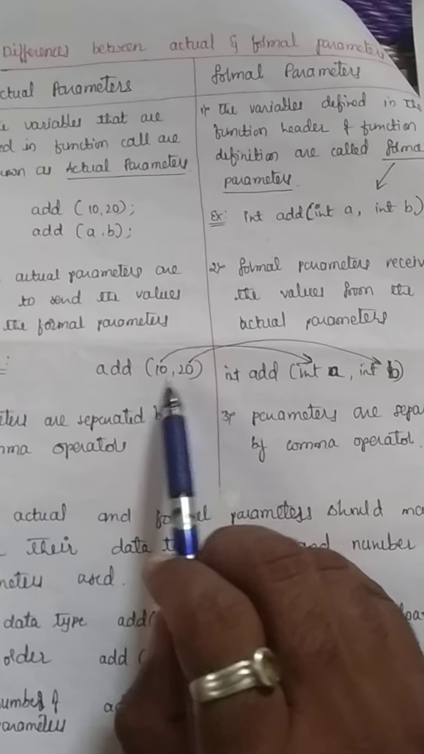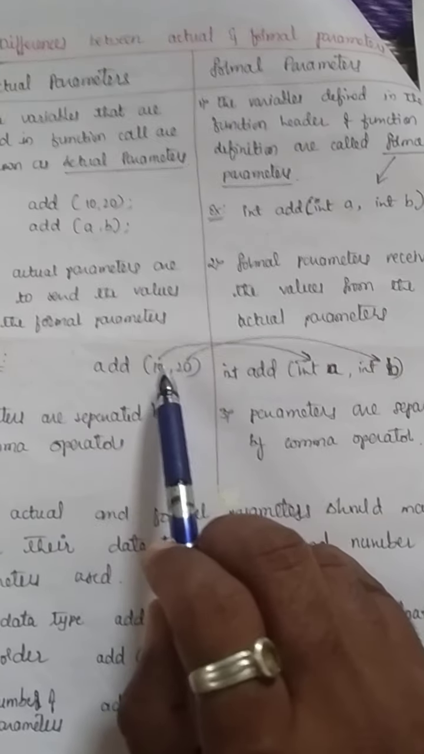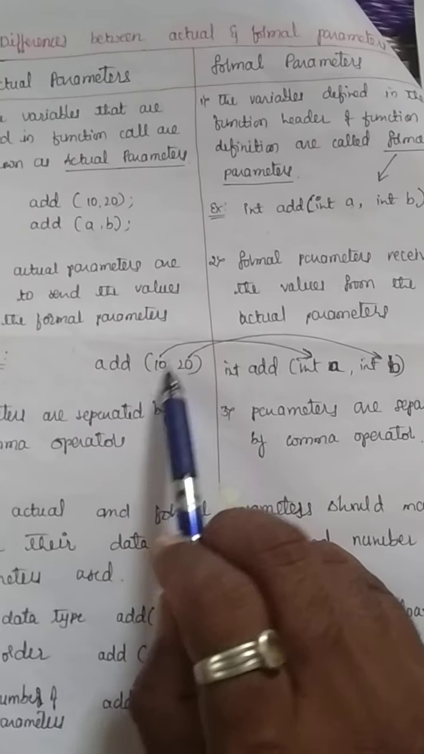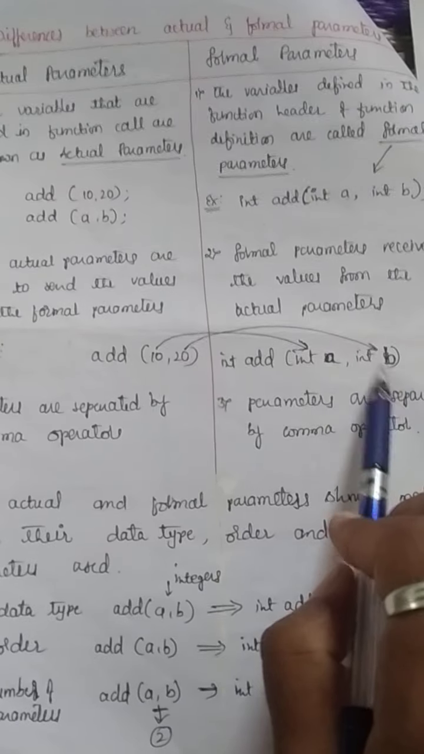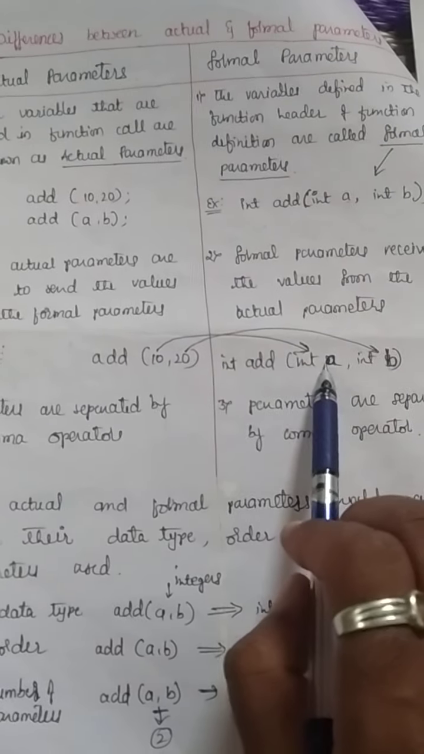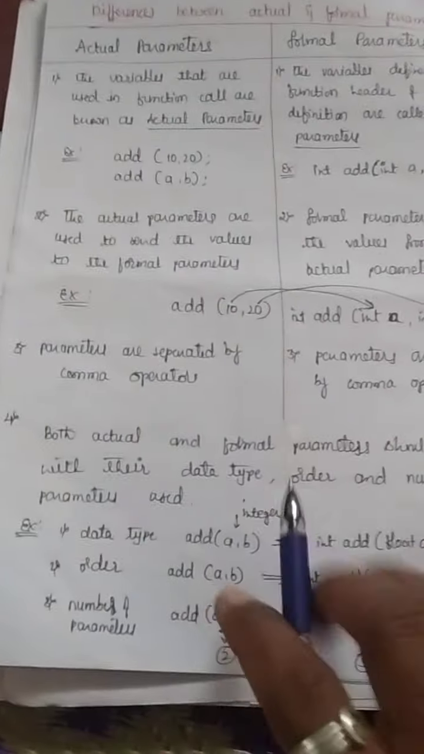See, instead of a and b, I can send 10 and 20 also, not a problem. Directly we can send the values. What happens here? 10 is going to be sent to a and 20 sent to b. It means here a receives 10 and b receives 20. This is one of the differences.